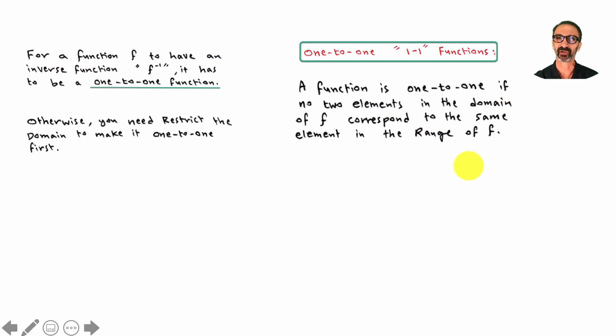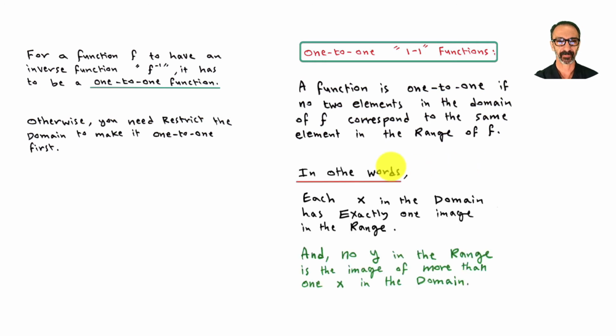In other words, every output is related to one input. We're not having two inputs sharing the same output. Let's make it more detailed with graphs and examples. In other words, each x in the domain has exactly one image in the range, and no y in the range is the image of more than one x in the domain.